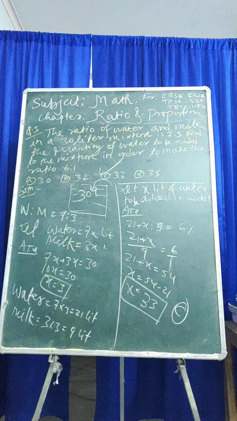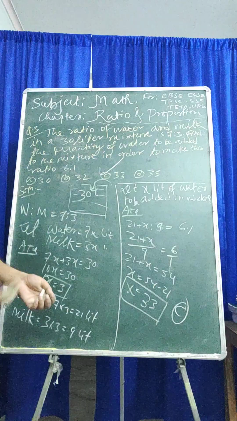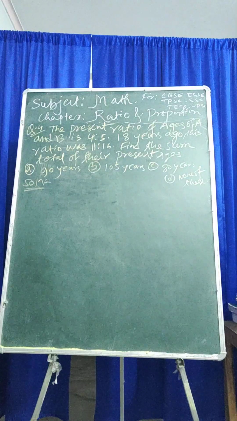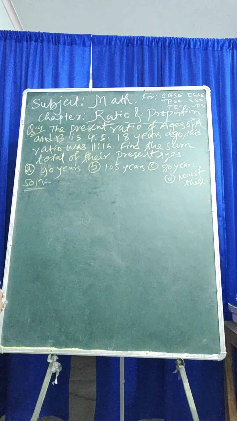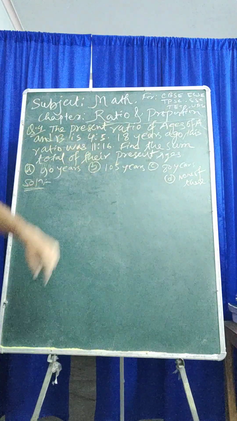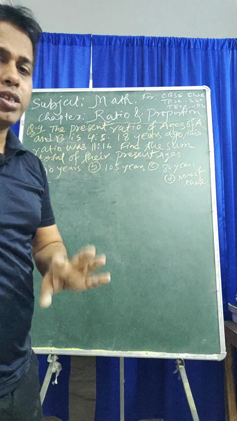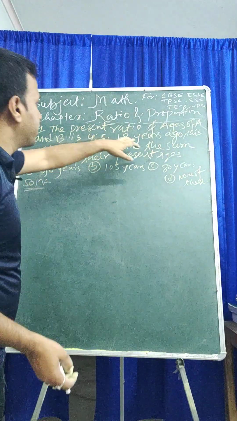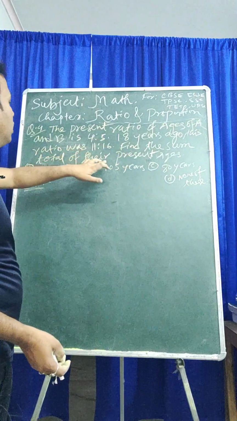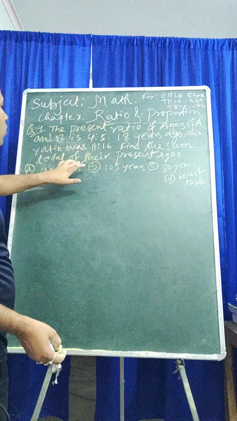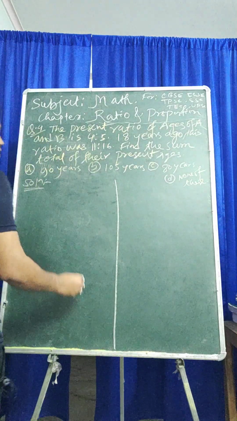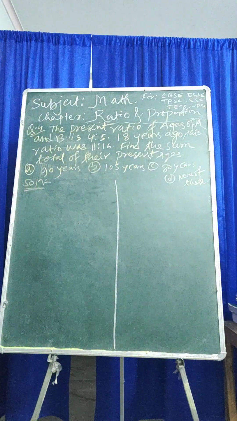So now we will move to the next question, that is question number 4 of the lecture. Our next question is like this: the present ratio of ages of A and B is 4:5. 18 years ago this ratio was 11:16. Find the total sum of their present ages. So we have to find out the present age of A and B, that is the total sum.